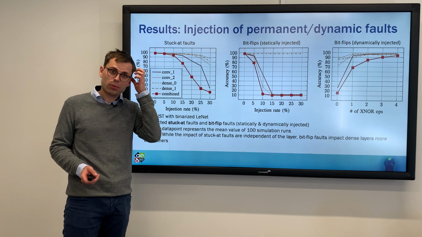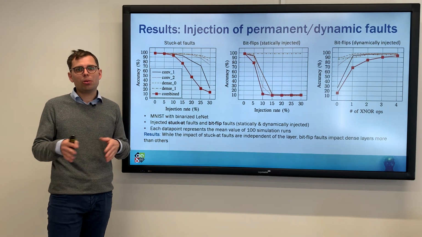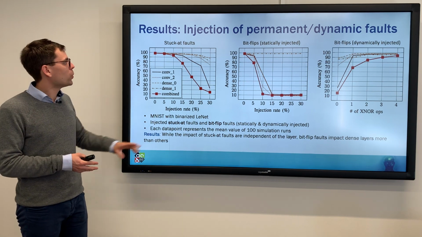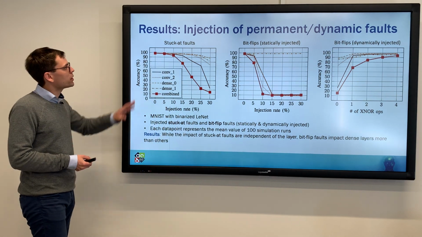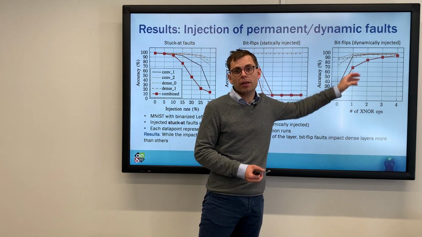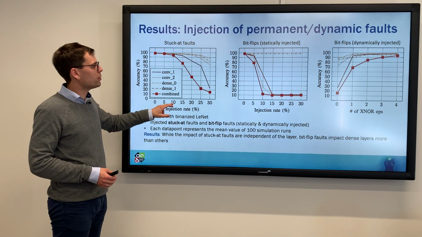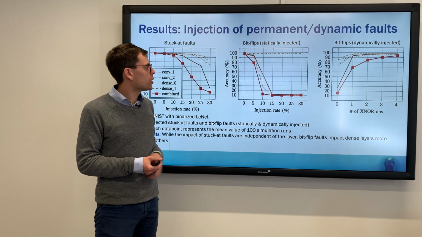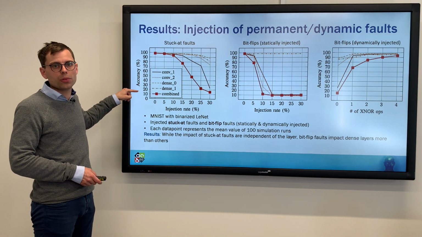Okay, let's take a look at the results. So first we want to take a look at the injection of permanent or transient, meaning dynamic faults that change during the lifetime. So we have three different graphics here. Number one is stuck-at faults, and then bit flips that are statically injected and bit flips that are dynamically injected. And then on the x-axis you see that the injection rate is increased for the first two. So let's explain the first two. The third works a little bit differently. But on the y-axis you always see the accuracy of your operations.